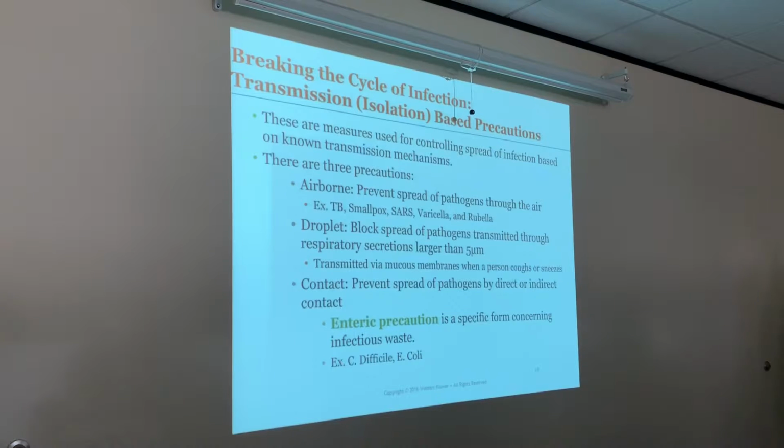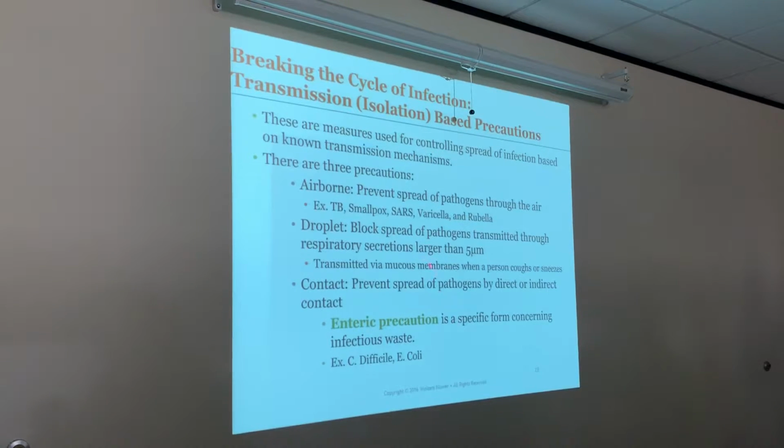Our last form of transmission-based precaution would be contact. That prevents the spread of pathogens by direct or indirect contact. Guys, that's when you're going to have to go in the room, put on the gown, gloves. You're going to have to put on the whole 9 when they're contact. You may have to put on shoe covers based on the disease process that you're trying to avoid. Okay. A special type of contact precaution would be enteric precautions, and that's specifically concerning infectious waste, such as C. diff, right, or E. coli. All right. So just know our 3 types of transmission-based precautions, guys: airborne, droplet, and contact.